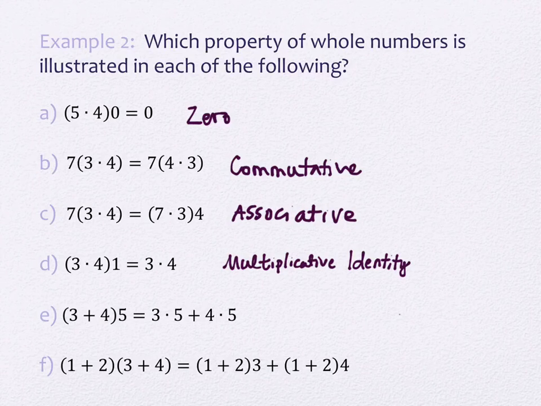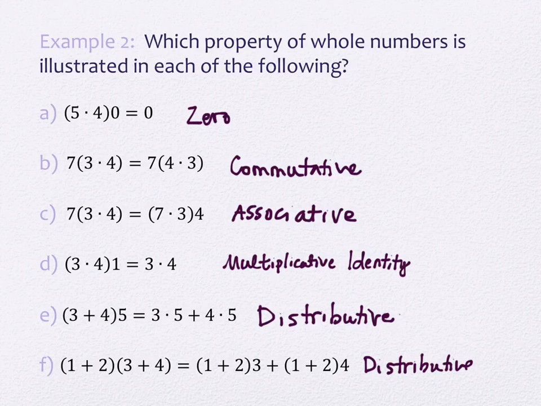How about E? That is distributive. What distributed over things or through things? The 5, distributive. And F is the most unusual looking one. What property is that? It is also distributive. What distributed? The 1 plus 2. So if you didn't see that one very clearly, what we're trying to see is that the 1 plus 2 distributed to the 3 and to the 4. Okay? Very good.